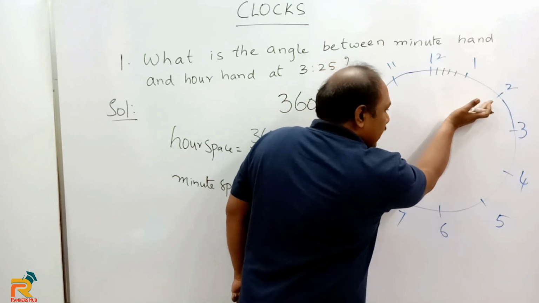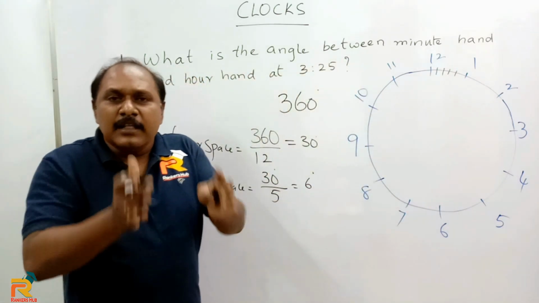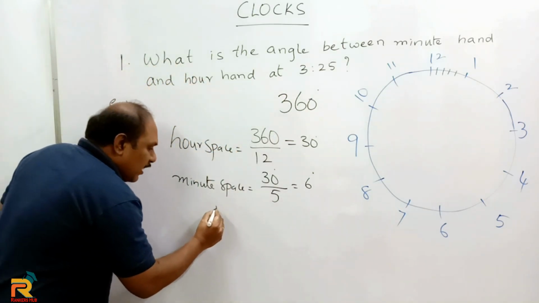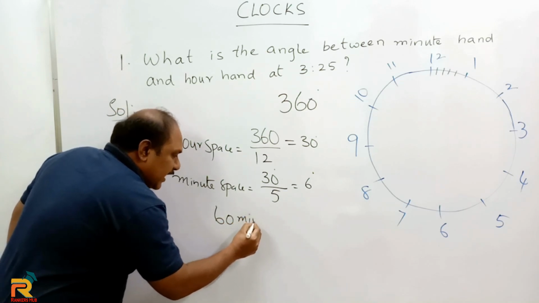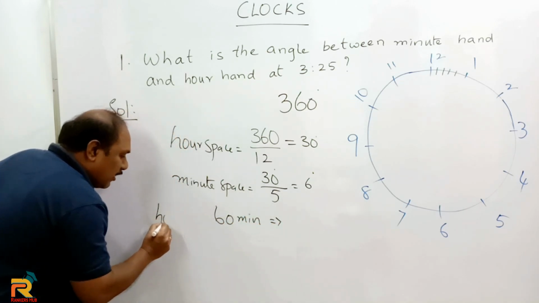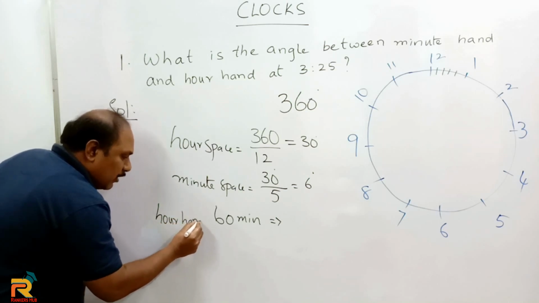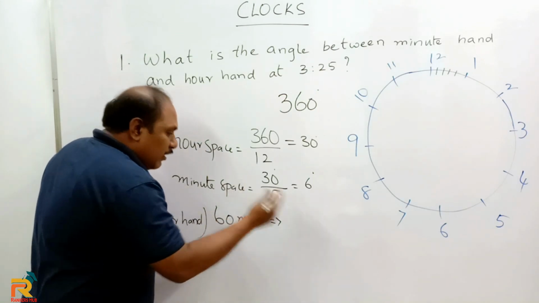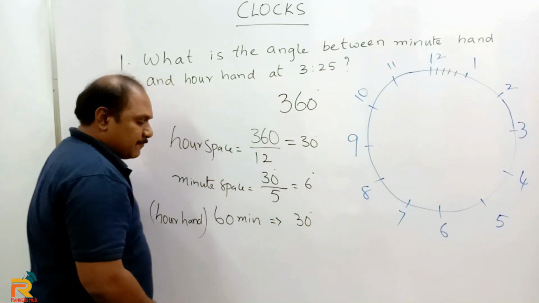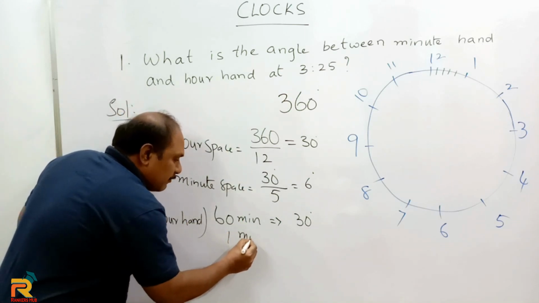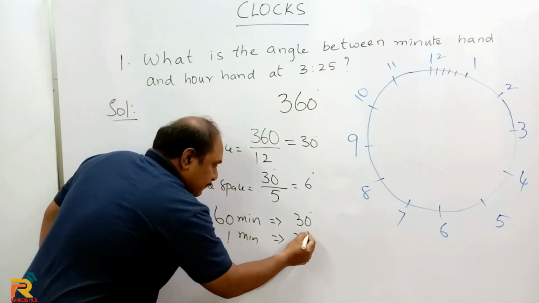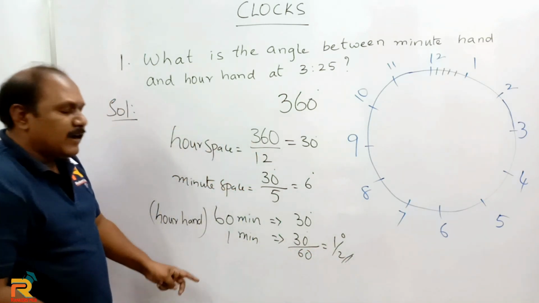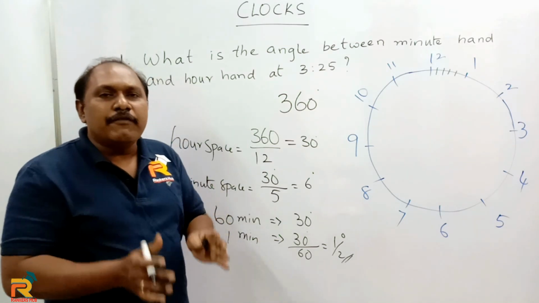At 2. Again after 1 hour, it will be at 3. So every hour, the hour hand will be moving through an angle of 30 degrees. So in 1 hour, into how many minutes? 60 minutes. In a time span of 60 minutes, I am talking about the hour hand, not the minute hand. The hour hand in 60 minutes will move through an angle of 30 degrees. So in 1 minute, how many degrees will it move? Obviously 30 by 60, which is nothing but half. So every minute, the hour hand moves through an angle of half degree.